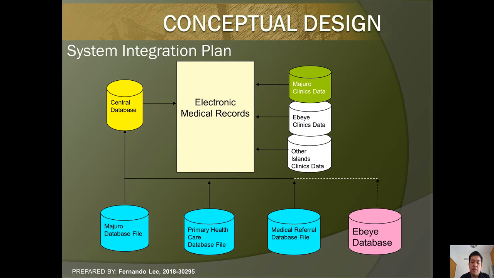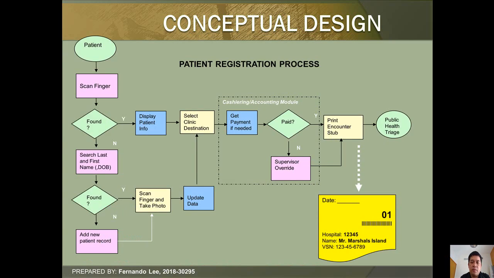Medical referrals: these are the databases for the patients that are being referred to other facilities outside the Marshall Islands. And then this primary healthcare, these are some other facilities, like diabetes centers. I think there's another one, the 177 program, that's for the cancer patients. So this will be a separate database also.